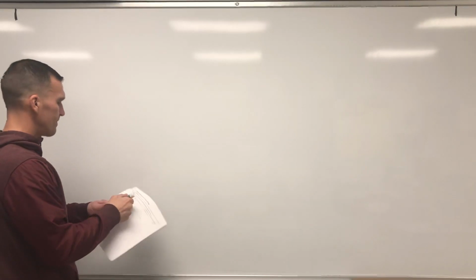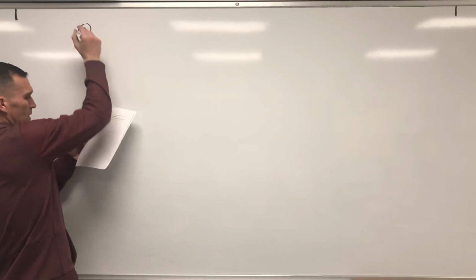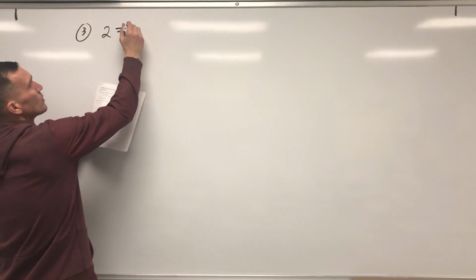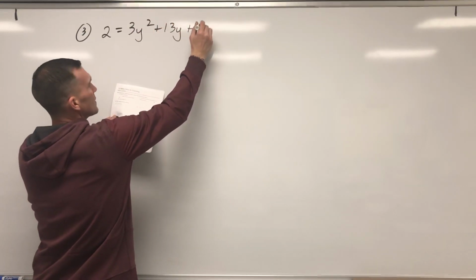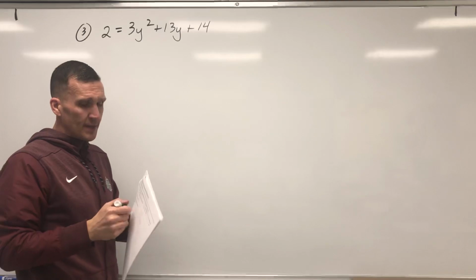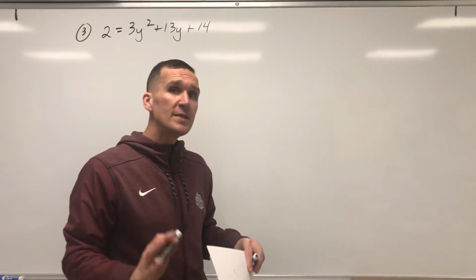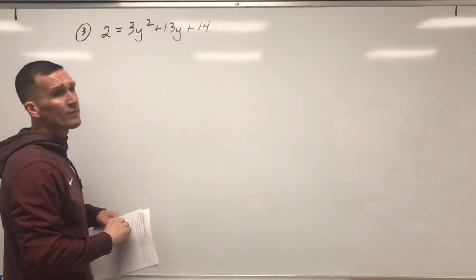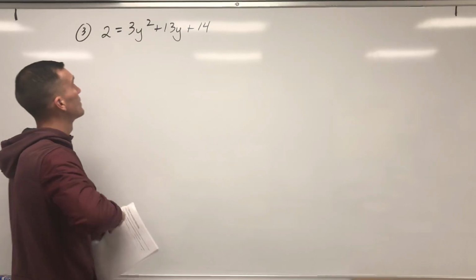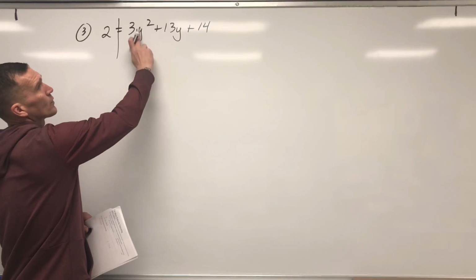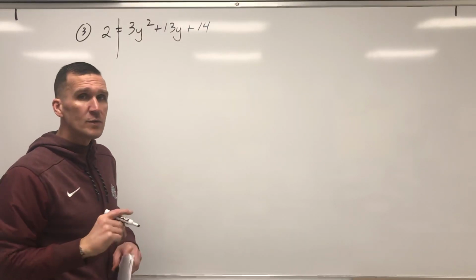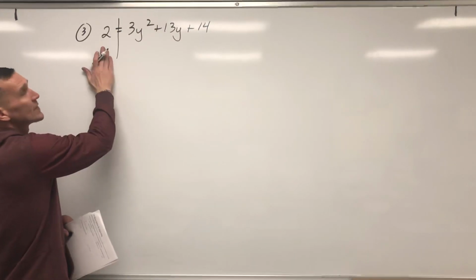Number 3. When we have 2 is equal to 3y squared plus 13y plus 14, we'll realize that we have to get one side to be 0. Well, when we do that, we have to know which side to make 0. And we locate our biggest exponent, which is y squared, and it's positive. So we want to keep him there. So we need this side to be 0.